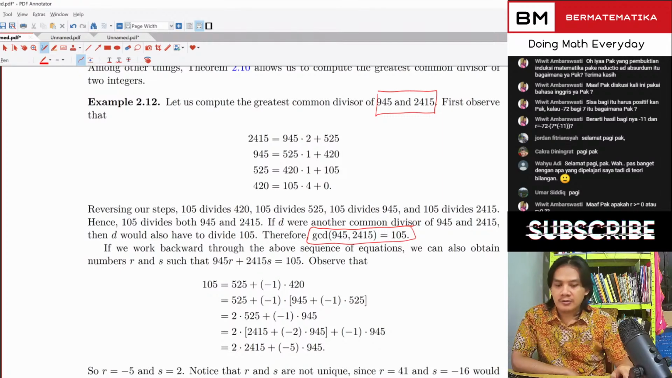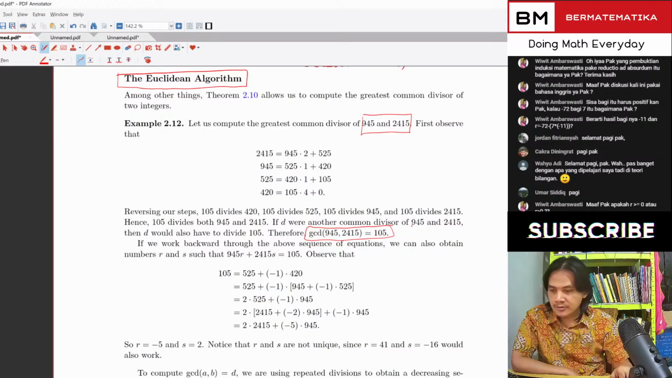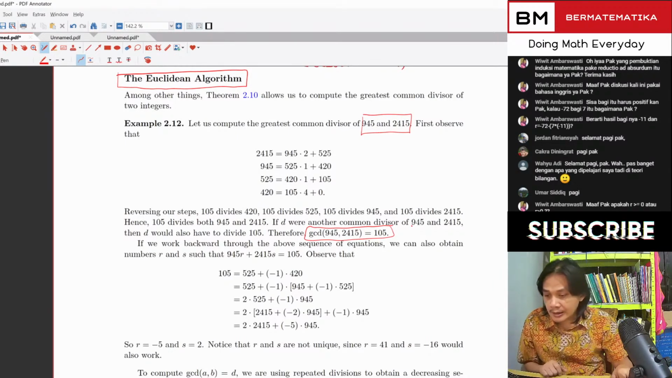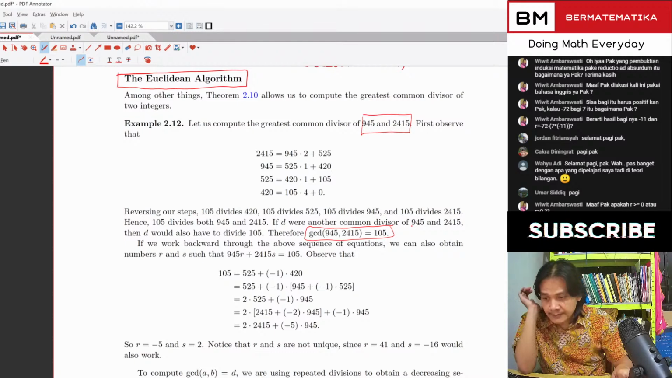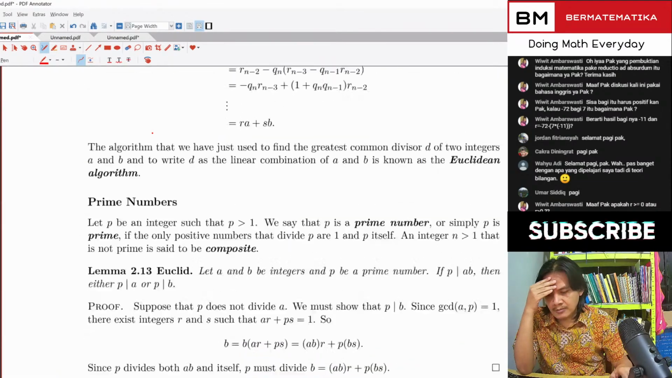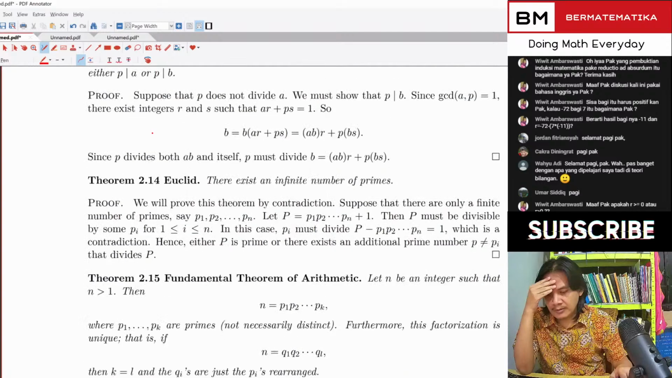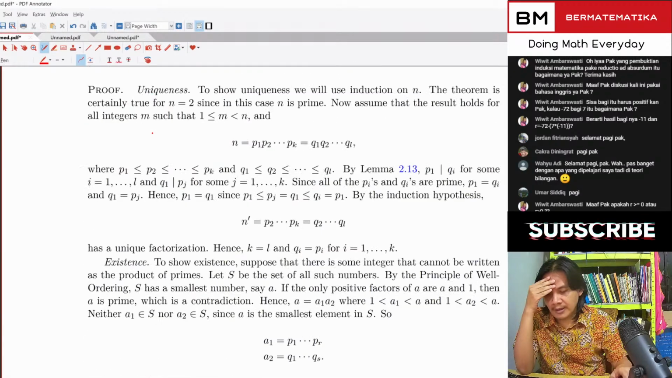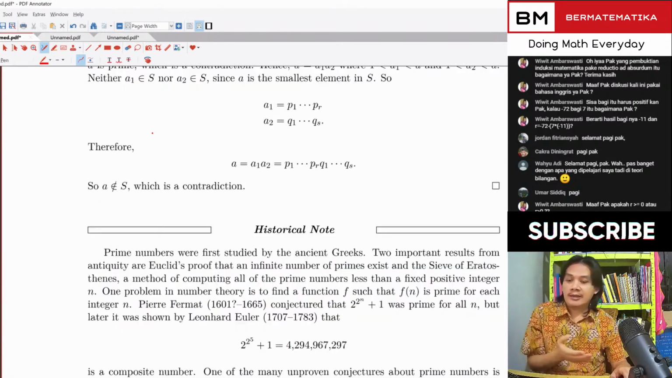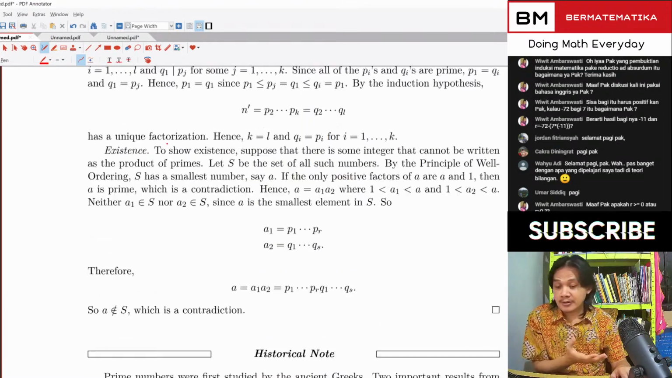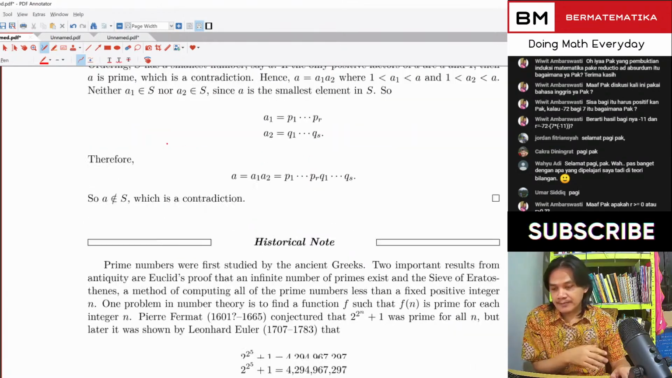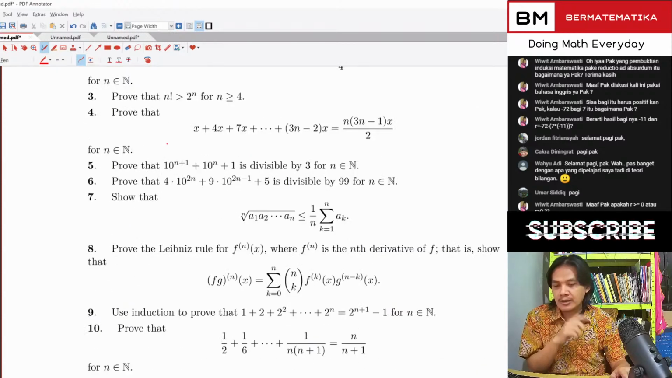Okay, well, I think we need to stop since it's Zuhur already. Let's check out what we can learn on the next page: prime numbers, Euclid, the fundamental theorem. Okay, it's almost done. I think we can consider this chapter to be done, and if you want, you can do the exercise.